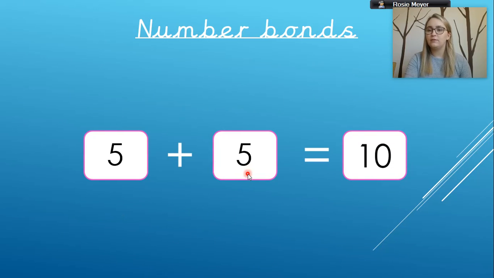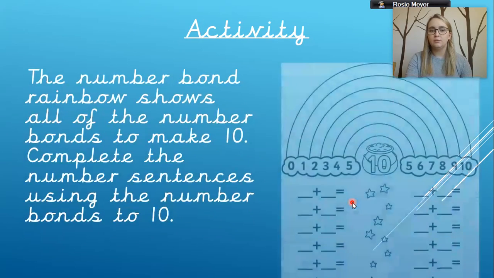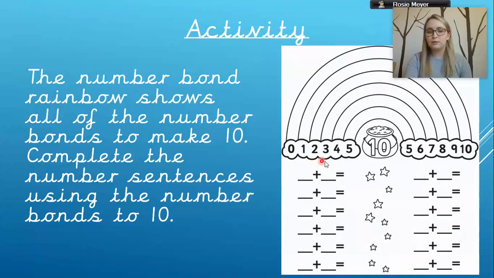And then we've got 5 add 5. And I've only done it once because it will look exactly the same when you swap it round because it's the same numbers. 5 add 5 equals 10. So today, the number bond rainbow shows you all the number bonds to make 10.